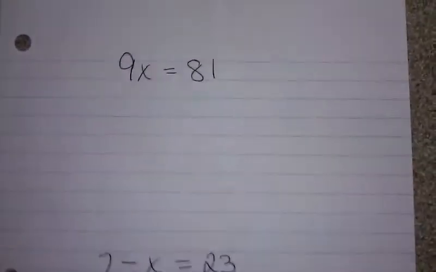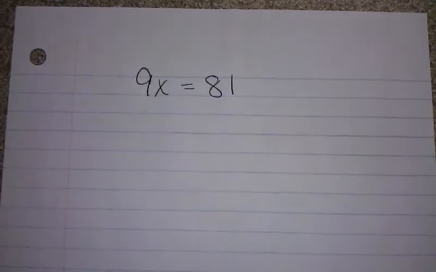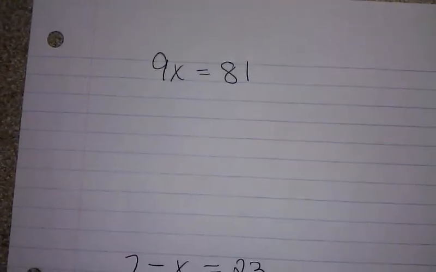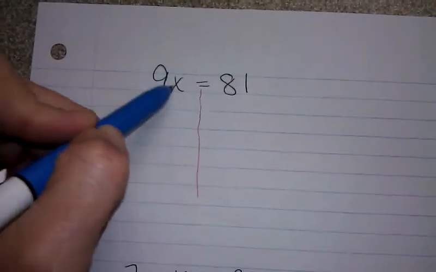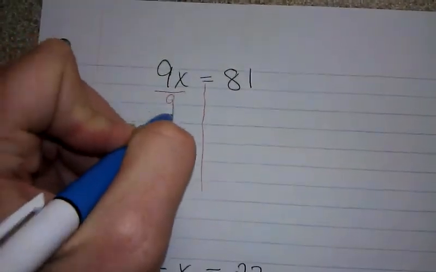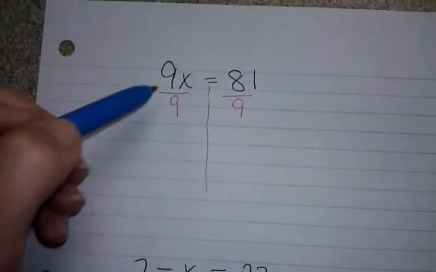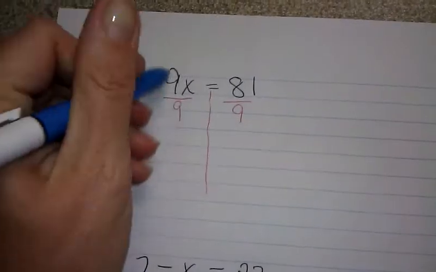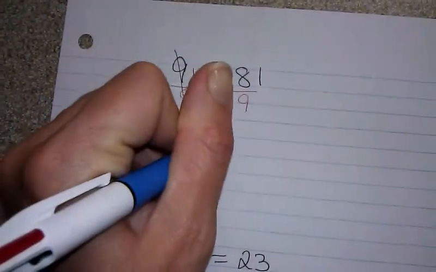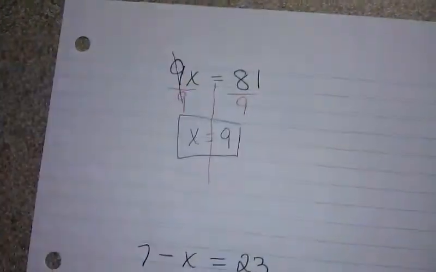Okay, 2 more. There's the next one. This next one, I'll draw my dotted line. It says 9 times x. The opposite of times is divide. So I'll divide each side by 9. You divide by the exact number that's right there. And now I have x equals 81 divided by 9 is 9.